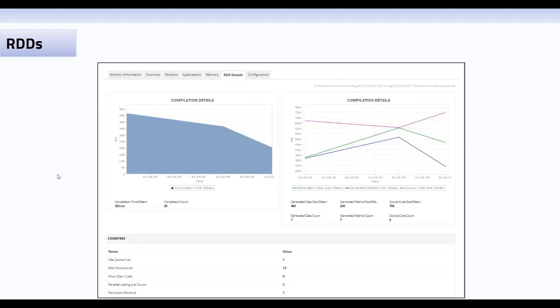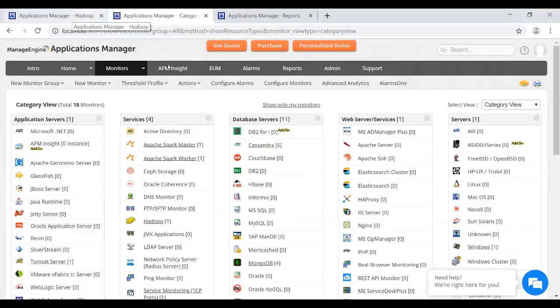What I'm going to do now is jump to the product and walk you through some of the metrics that we've seen in Hadoop and Spark in the presentation. Click on the Monitors tab, and right here is Hadoop. And this is my Hadoop instance. I'm going to drill down and check out the details that are collected for Hadoop.